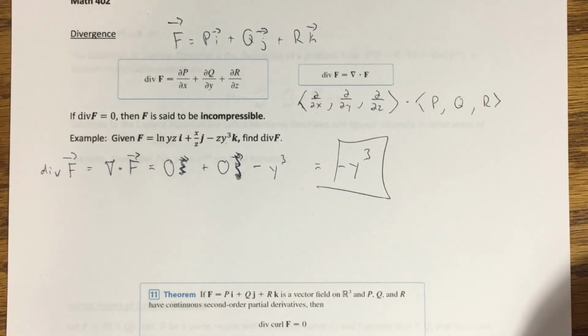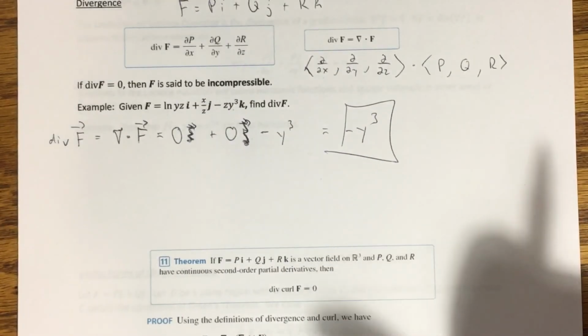Okay, so again, the divergence of a vector field is a scalar field. The curl of a vector field is a vector field. So both the curl and the divergence produce different things from a vector field.